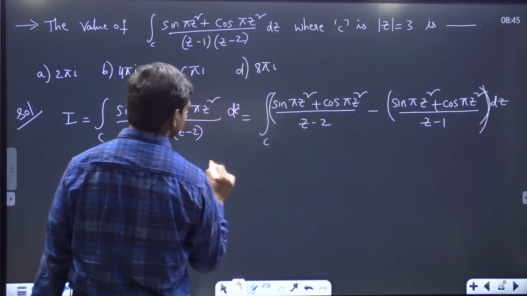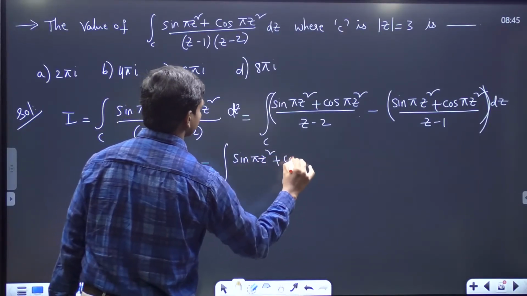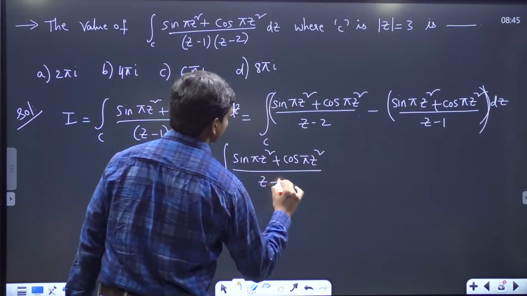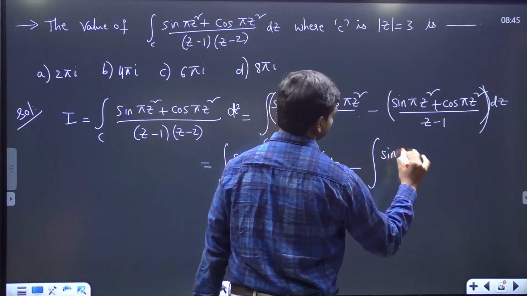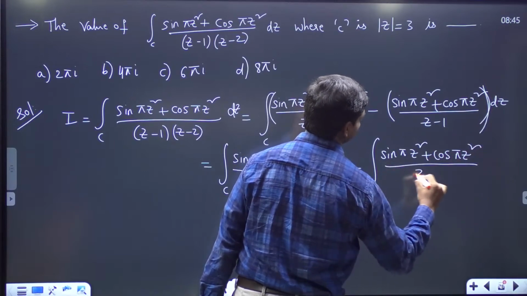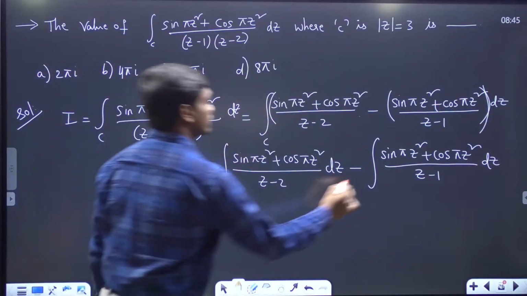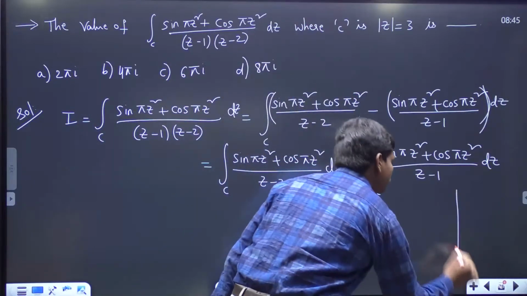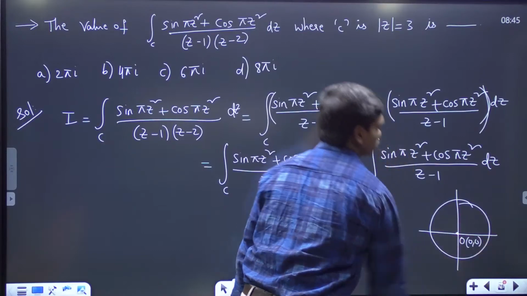So if you split this integration, it is the integral over C of (sin πz² + cos πz²)/(z − 2) dz minus the integral of (sin πz² + cos πz²)/(z − 1) dz. Now these are two integrals which are to be evaluated along this path, and C is a closed path, mod z equal to 3. Just now we have seen mod z equal to 3 is a circle with center at origin and radius 3 units.